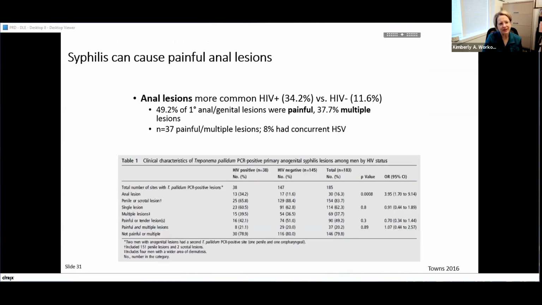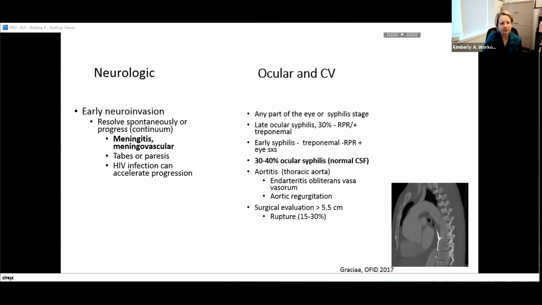The other thing about syphilis is that this report came out a couple of years ago, but I'm seeing it more in my practice: the anal lesions are much more painful. This was a report from towns in Australia showing that about 49% of primary anal or genital lesions were painful, almost 40% were multiple lesions, and only 8% had concurrent herpes. So again, syphilis can be painful. And if it's gone on for a while, it can also be secondarily infected with bacteria.